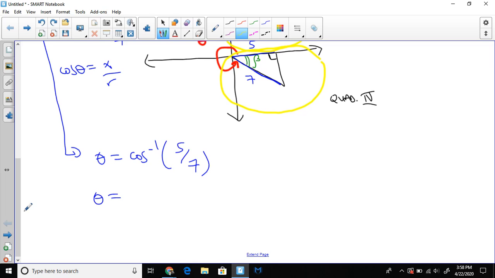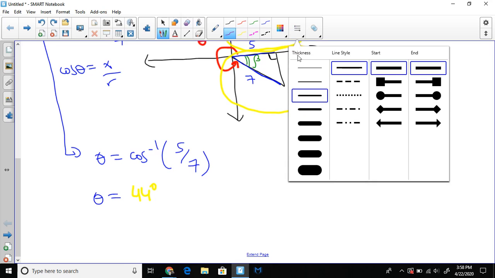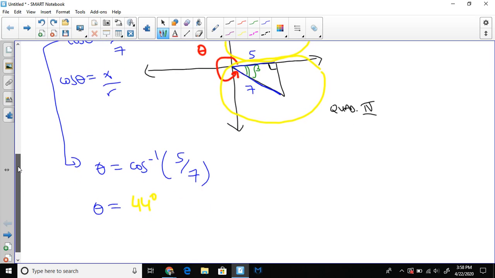So I got theta is around 44 degrees, okay? So now you know that this is not correct because I'm in the quadrant between 270 and 360, right? So this is actually the related acute angle, beta.